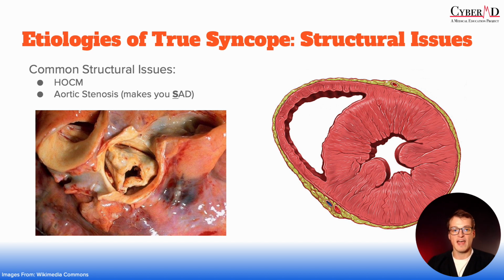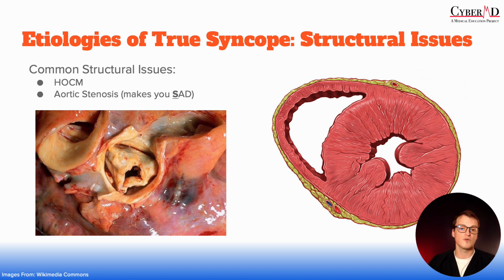And so on that echo, we're going to see asymmetric septal hypertrophy, and the management can include lifestyle modifications, it can include beta blockers, and in a really severe case, it can include a septal myomectomy, where they actually physically remove some of this myocardium during a surgery.